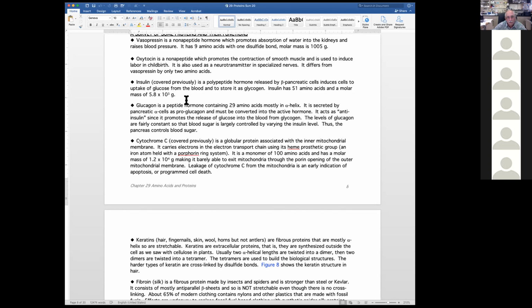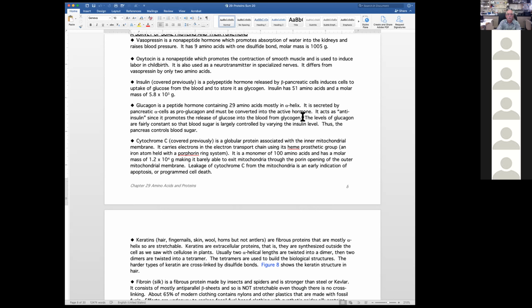So glucagon, another peptide hormone with 29 amino acids, mostly in alpha helix structure, is secreted by the alpha pancreatic cells. It's secreted as proglucagon, which has to be converted into the active hormone. It acts as anti-insulin, so it promotes the release of glucose into the blood from glycogen.